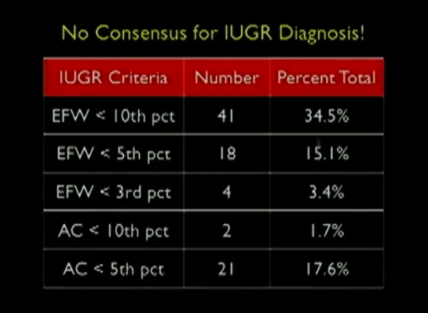In fact, about a third of them, 34.5%, used the criterion for IUGR as the estimated fetal weight less than the 10th percentile. 15% used EFW less than the 5th percentile. 3.4% used EFW less than the 3rd percentile. And 1.7% used a definition of the abdominal circumference less than the 10th percentile, and 18.6% used the definition of the AC less than the 5th percentile. Some of them also advocated using some combination of these criteria with Doppler. So the bottom line is that there really is no consensus for IUGR diagnosis from an international perspective.